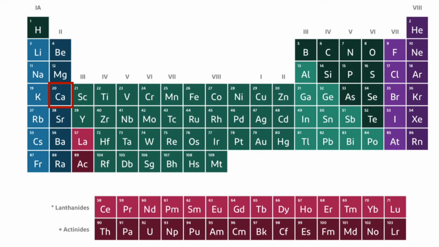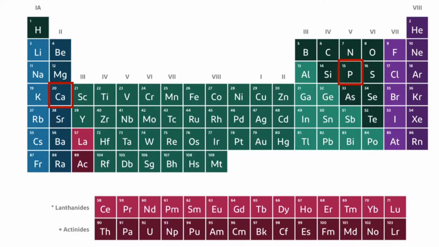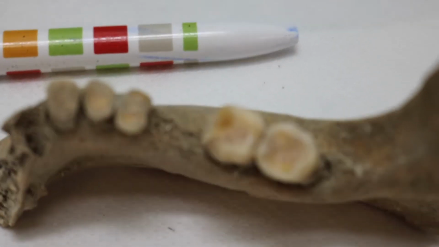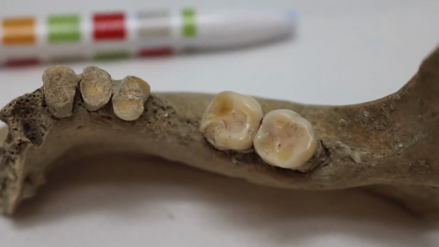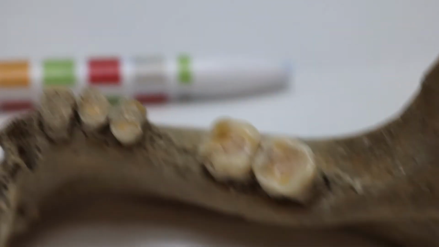Calcium and phosphate are the main elements that make up the apatite portion of bones and teeth. However, sometimes elements that are chemically similar to calcium, such as strontium, barium, and even lead, can substitute for calcium atoms in the body, which is how it becomes incorporated into the growing skeleton.